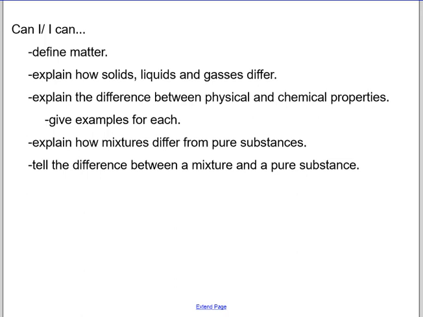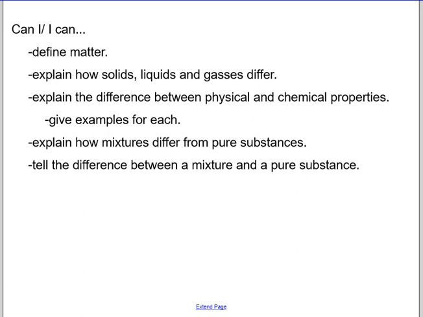At the end of this lesson, I'm hoping that you're able to define matter as being anything that has mass and takes up space. A good way to decide if something's matter, if you're not sure, is: is it energy? There are only two things in the universe, matter and energy.